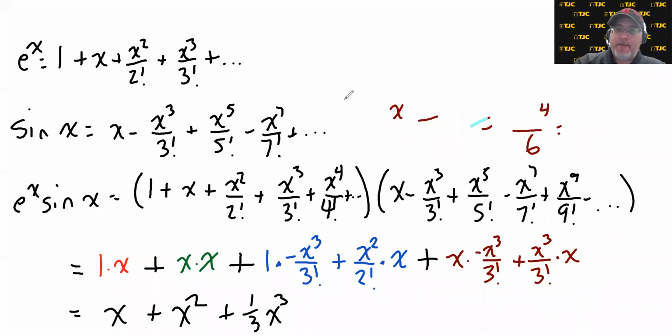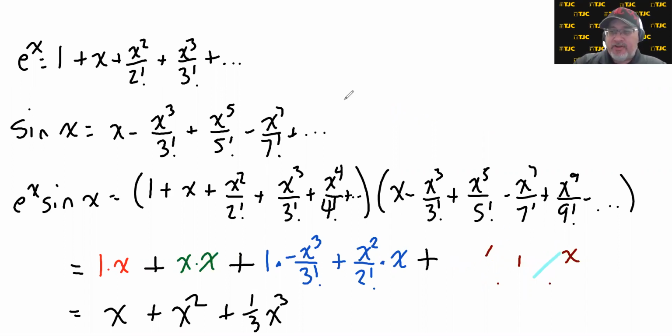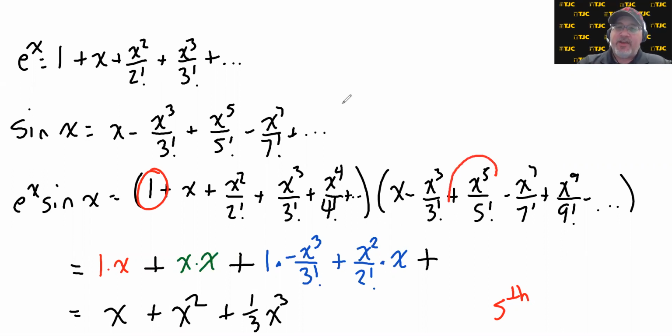Okay. Didn't see that coming. So we'll erase this guy that disappeared, literally. And let's see if we can track down all of our 5th degree terms. We'll put these in red again. So for our 5th degree terms, let's start with the 1. Is there a term in the second one that can give us x to the 5th? Yep, that guy. 1 times x to the 5th over 5 factorial is x to the 5th over 5 factorial.